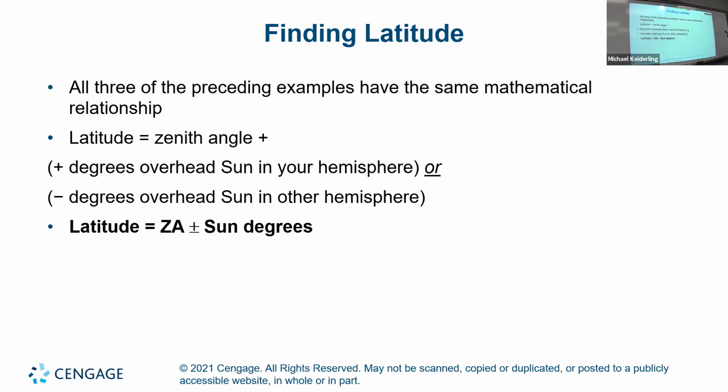Because our calendar is based on the seasons. You can look that up. So latitude is going to be your zenith angle plus the number of degrees overhead the sun is in your hemisphere, or minus the number of degrees overhead the sun is in the other hemisphere. So it's the zenith angle. Your latitude will be the zenith angle plus or minus the sun degrees.